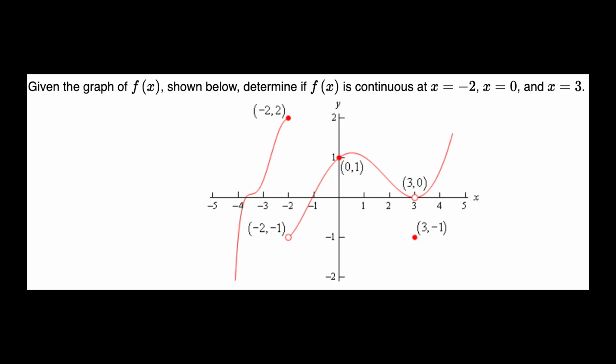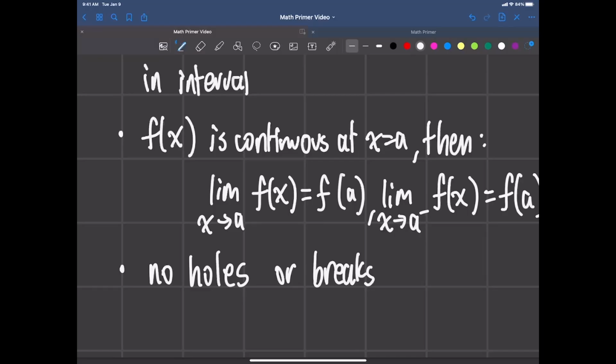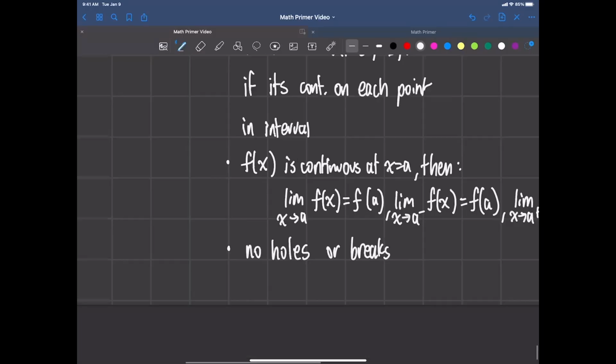Here's the graph of f of x. Determine if f of x is continuous at x equals -2, x equals 0, and x equals 3. Take some time to think about it. The limit of f of x at -2 doesn't exist. It's called a jump discontinuity. The limit of f of x as x approaches 0 is 1. And the limit of f of x as x approaches 3 is 0. But it's not continuous at this point. It's actually a removable discontinuity. Now let's talk about differentiation.